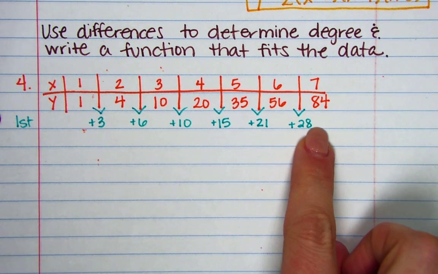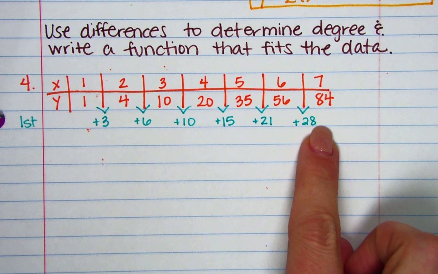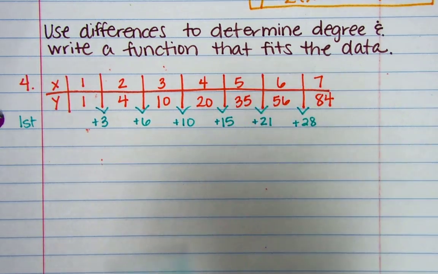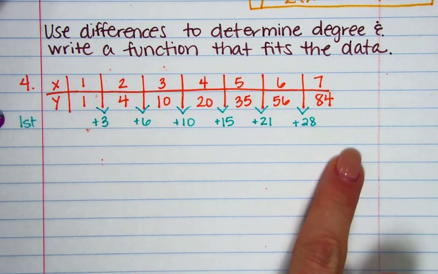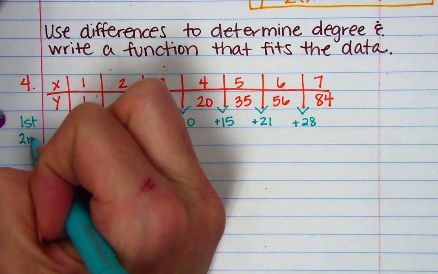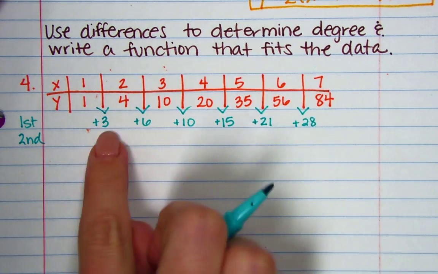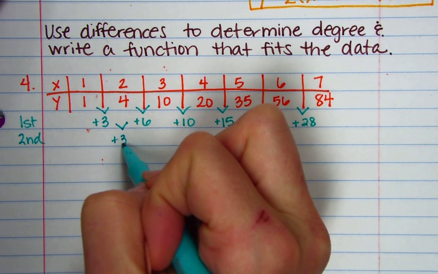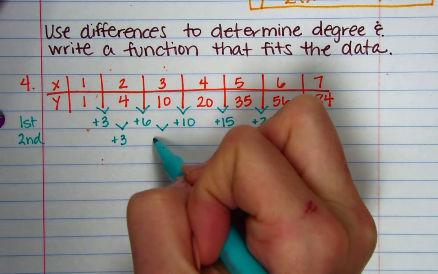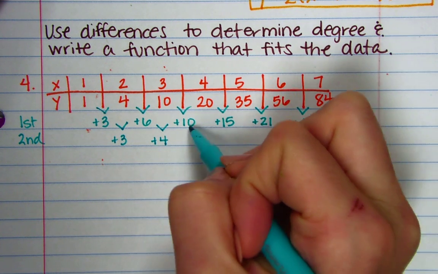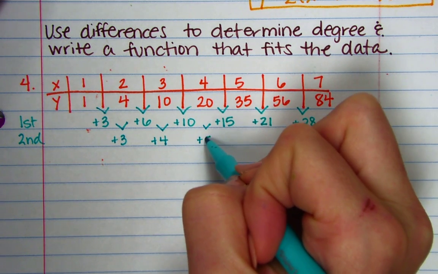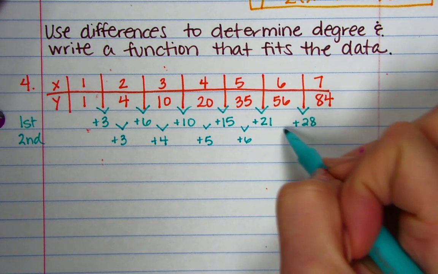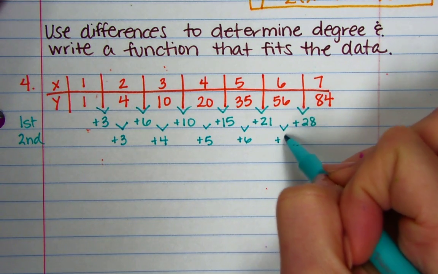it was linear. Since all the first differences are not the same, we know it's not linear. But we can take the difference between these numbers and see if those are the same. So I'm going to do the same thing. 6 minus 3? 3. 10 minus 6? 4. 15 minus 10? 5. 21 minus 15? 6. 28 minus 21? 7.